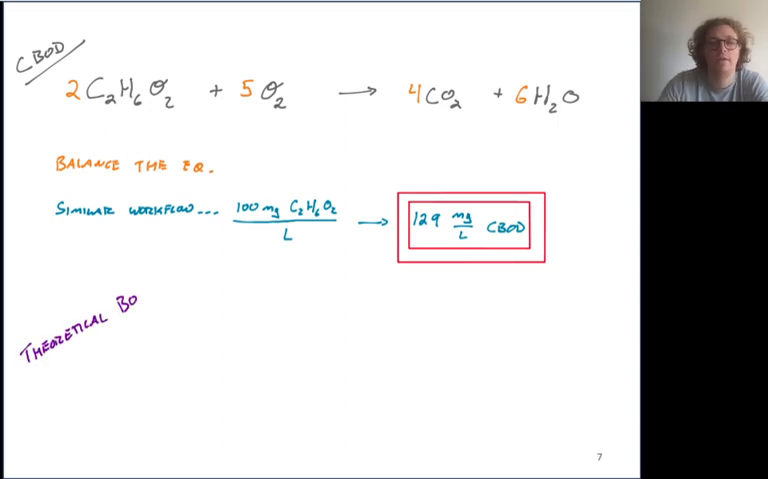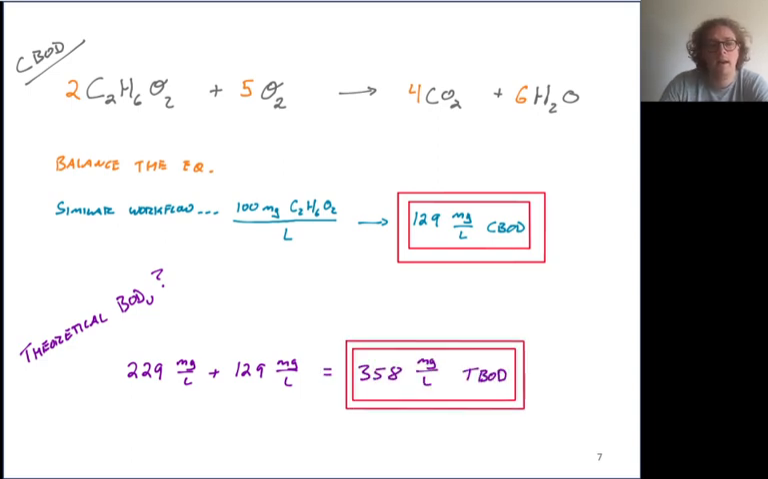With those 2 calculations done, we can also look at our theoretical ultimate BOD. In other words, what's the most oxygen that could possibly be used if both CBOD and NBOD are 100% realized? That's as easy as adding the 2 solutions together: 229 milligrams per liter from the previous slide, 129 from this slide, and I got a total of 358 milligrams per liter of theoretical BOD.